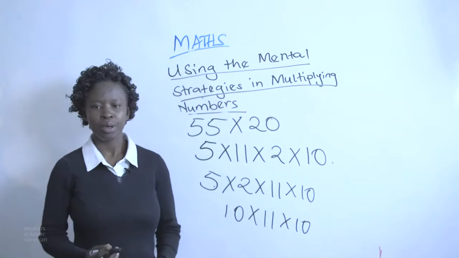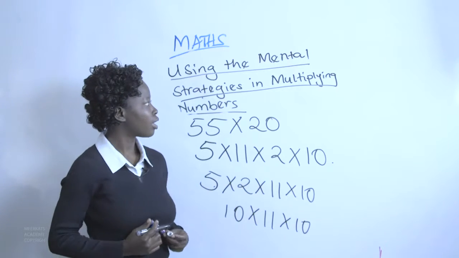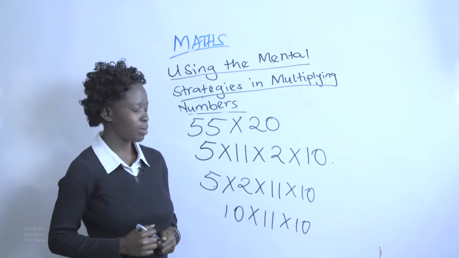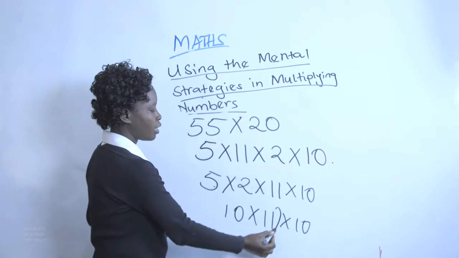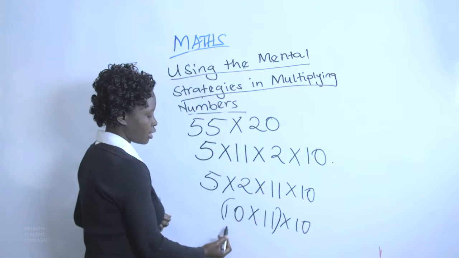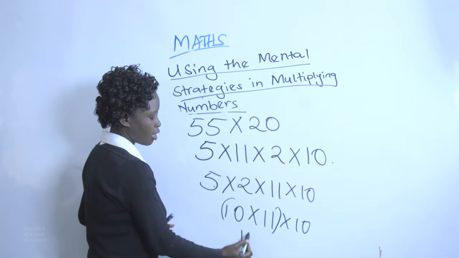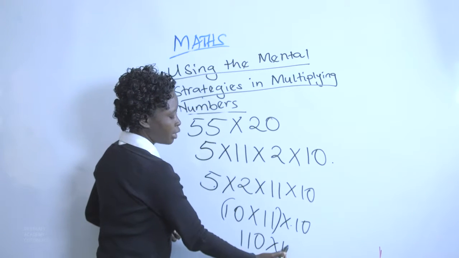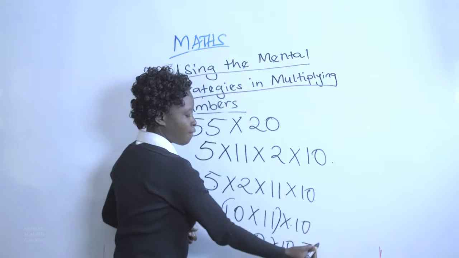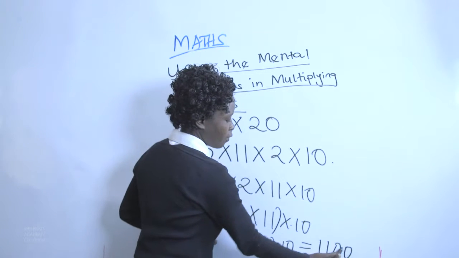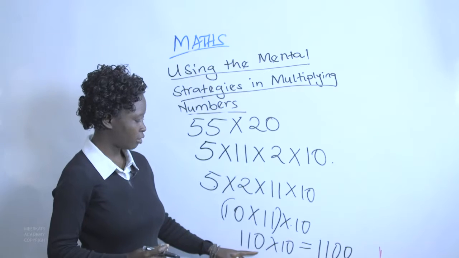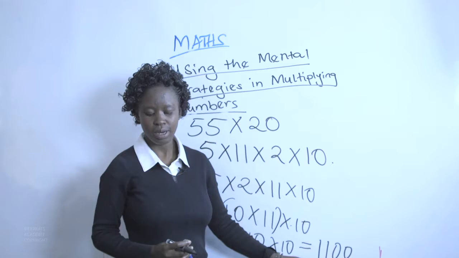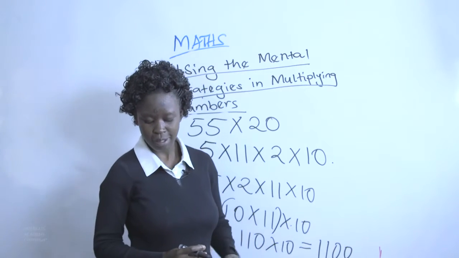Then from here, we can apply the associative law, where we said the pair you start with doesn't matter. So we can start by multiplying the first pair, which is 10 times 11. 10 times 11 gives us 110. Then multiply by 10. So when we take 110 times 10, we simply get 1,100 as the required answer.